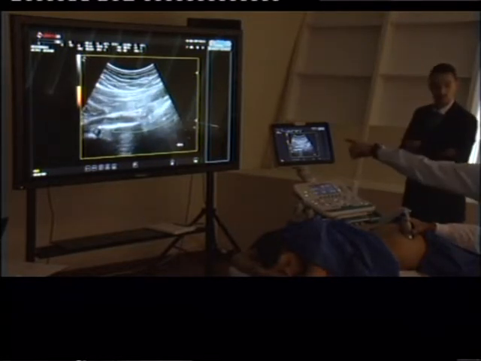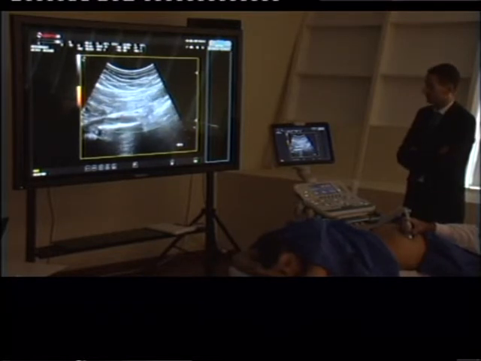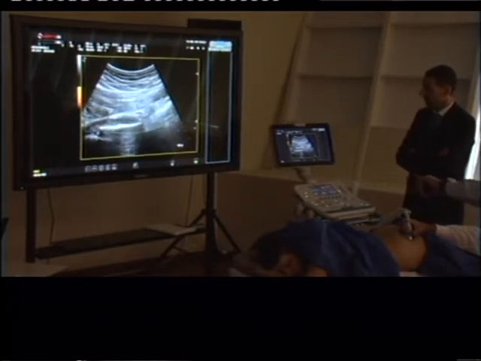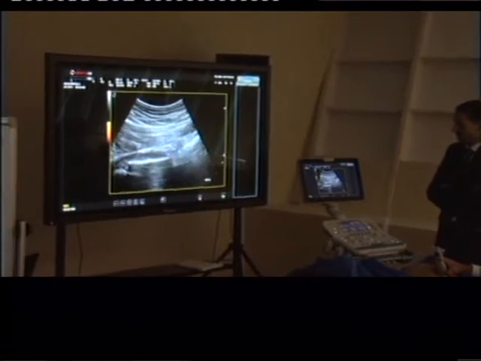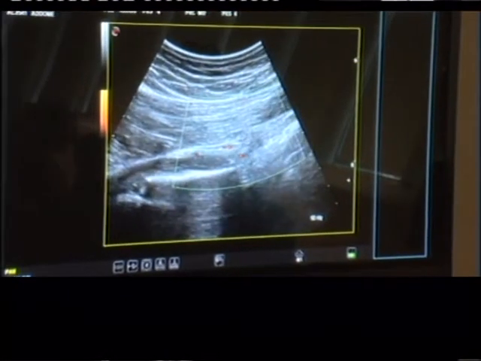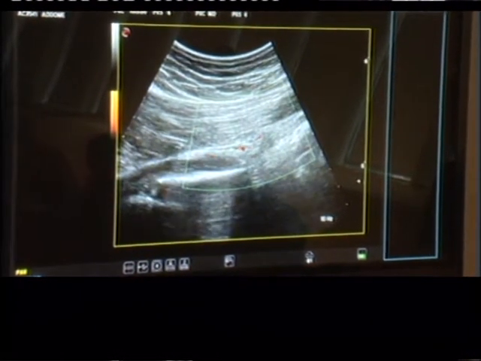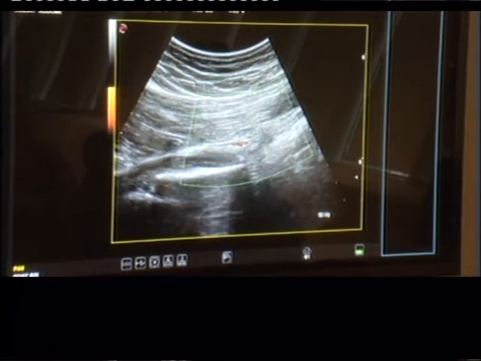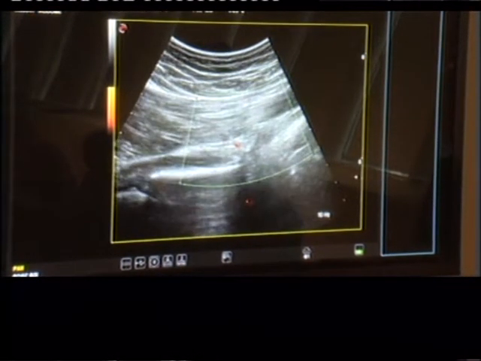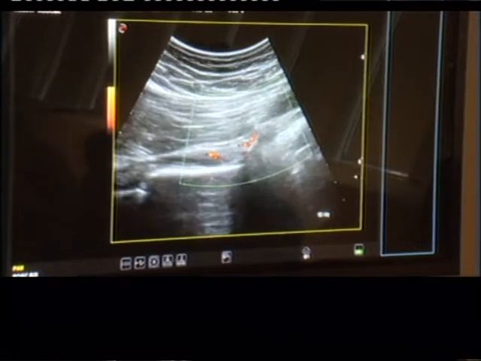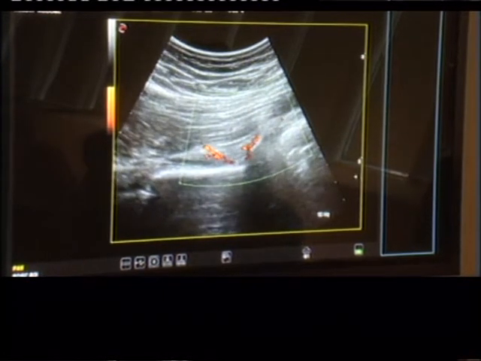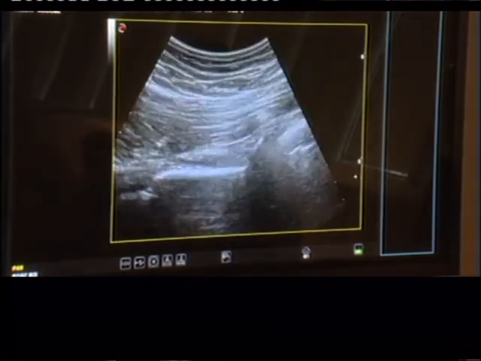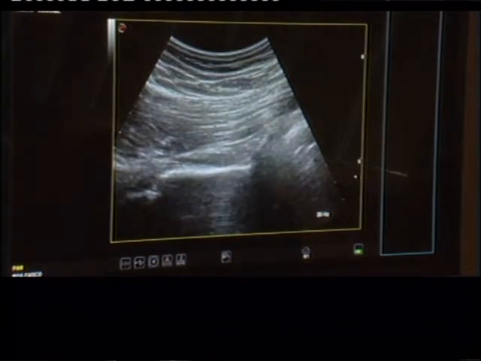Upper is the gluteus maximus. This is the maximus, and then this is your superior gemelli. Il gemello superiore. Okay? So now, once you see that, you find the pudendal. Can I have the Doppler off, please? Okay, and a little more depth.